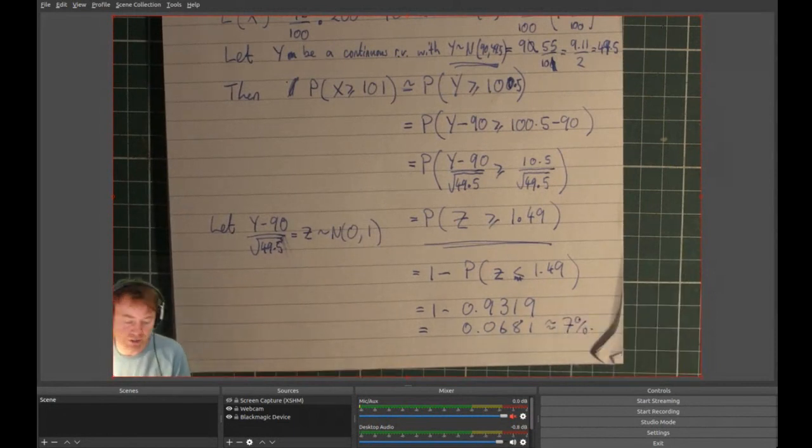So even if only 45% of the population will vote for the Labour Party, there's a 7% chance sampling will tell you otherwise, which is a lesson that a lot of pollsters learned in 2019. David, over to you.